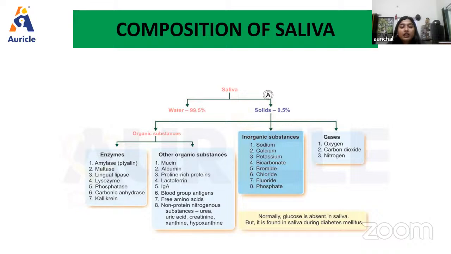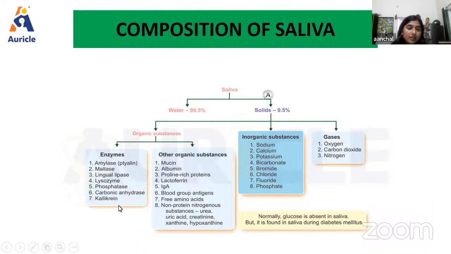The solids are divided as organic, inorganic, and gases. The organic components are very important, and the function of all the components is very, very important. That also we're going to discuss in detail in further slides. In enzymes, first we have ptyalin, or another name is amylase. Then next we have maltase. The third enzyme we have is lingual lipase. Then lysozymes, phosphatase, carbonic anhydrase, and kallikrein.